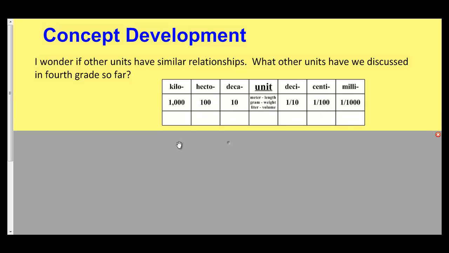Now, in thinking about these units, think about some similar relationships that we've already discussed so far. These are just some prefixes that are used in the metric system: kilometers, hectometers, decimeters, and this is the unit, and then decimeters, centimeters, and millimeters. And this can work for grams or liters as well. But when you look at this chart, this should remind you of a chart that we've been using quite a bit. Does this remind you of a place value chart?